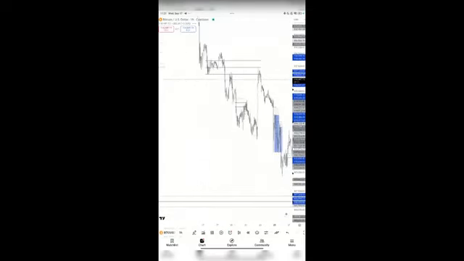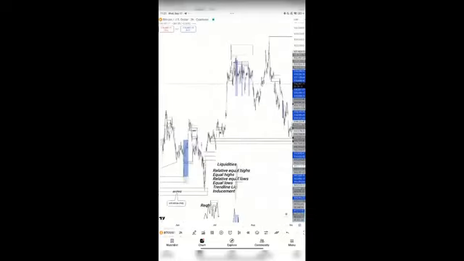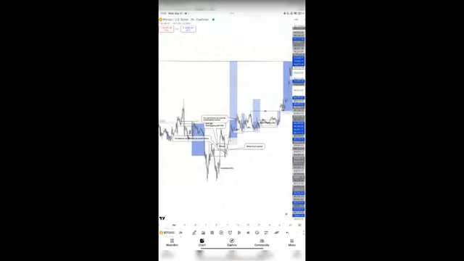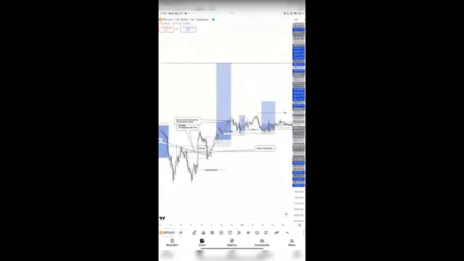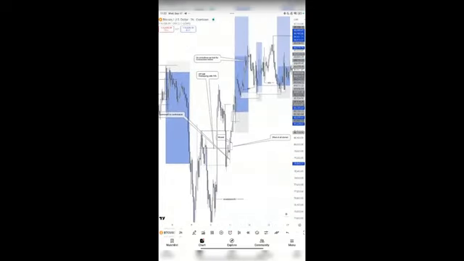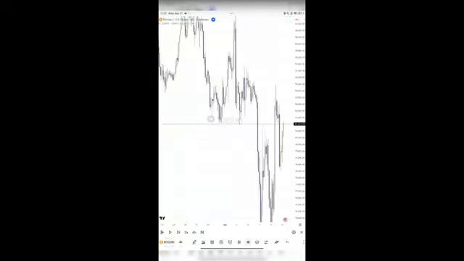I'm looking for one that is actually a change of character instead of continuation. All right, so this is a good example. We've been bearish. I think I used this to make a video or something. We've been bearish, and if you check the 4 hour, this is what it looks like.